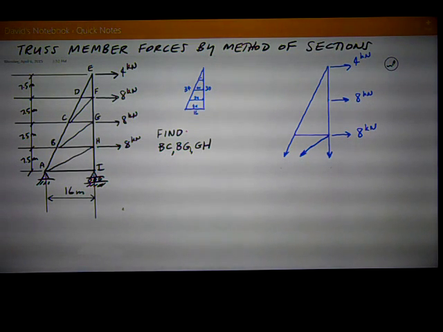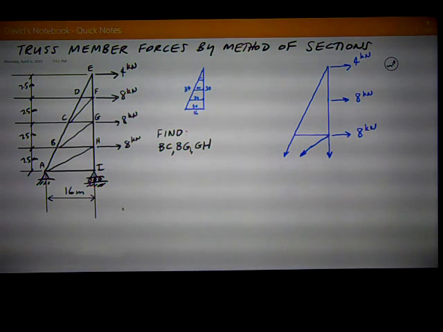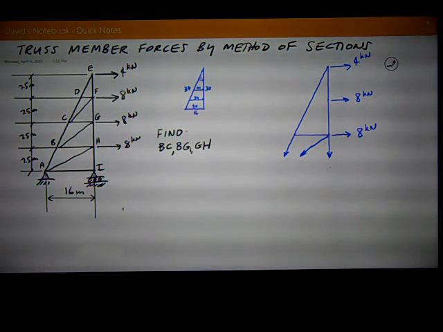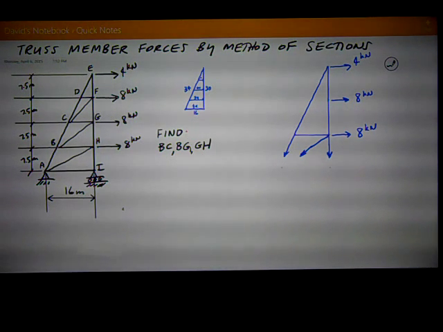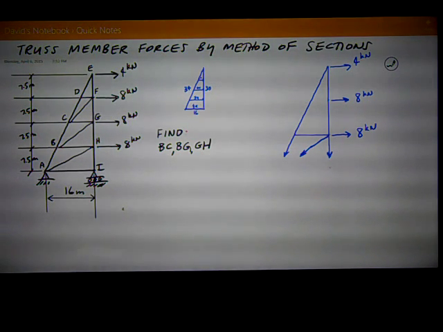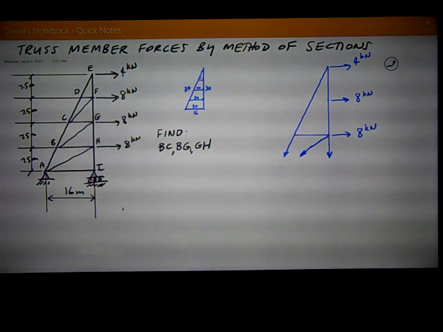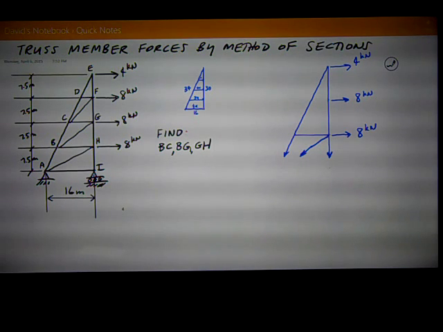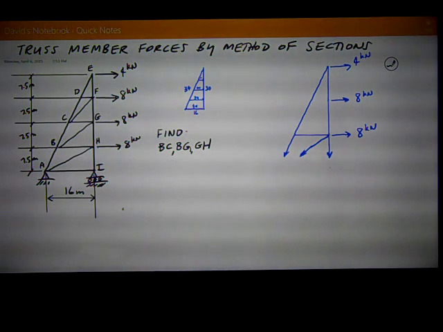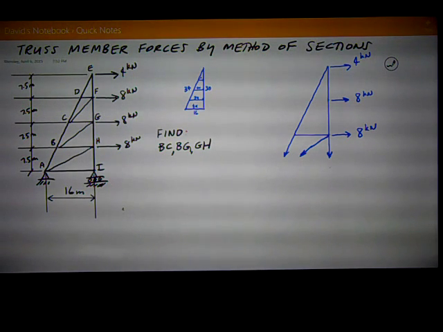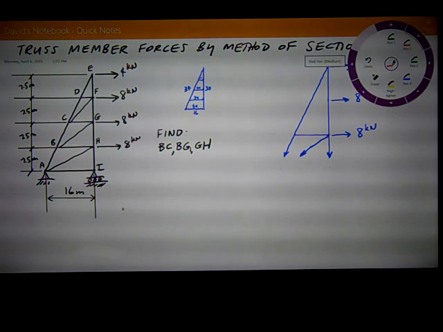We're going to do a truss member forces by the method of sections for this problem. We've got a triangular shaped sort of vertical truss as shown there on the left, and it's got those loads 4 and 8 kilonewtons with those points shown. And the goal of this is to find the member forces in members BC, BG, and GH.